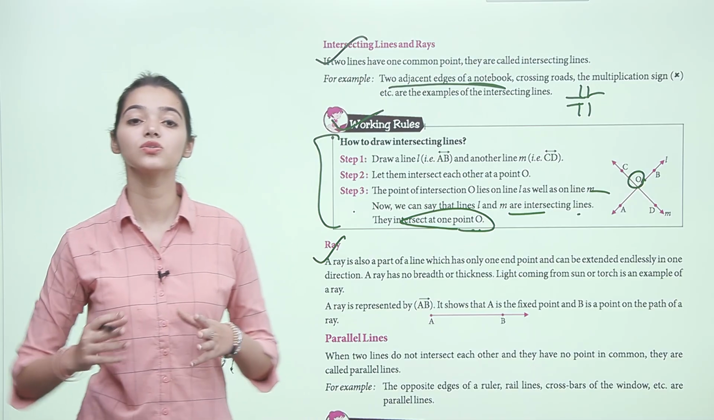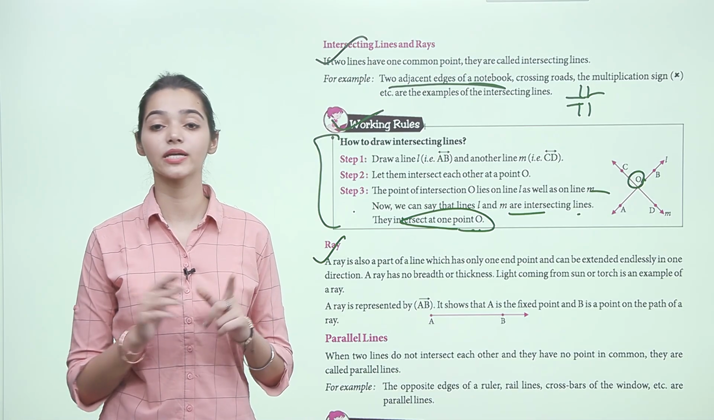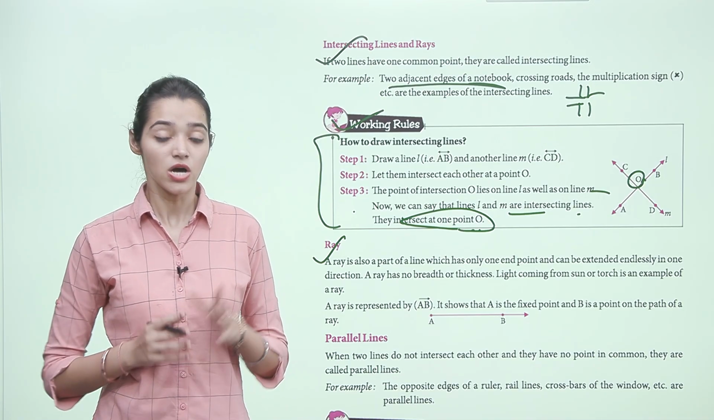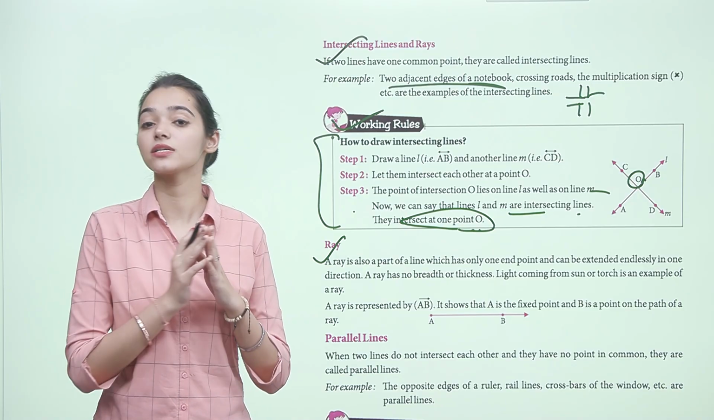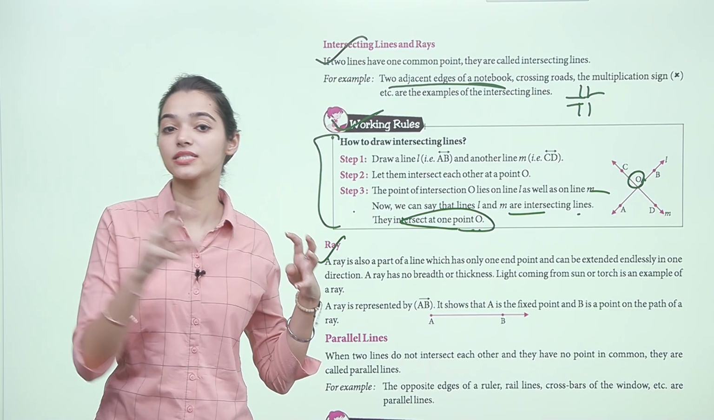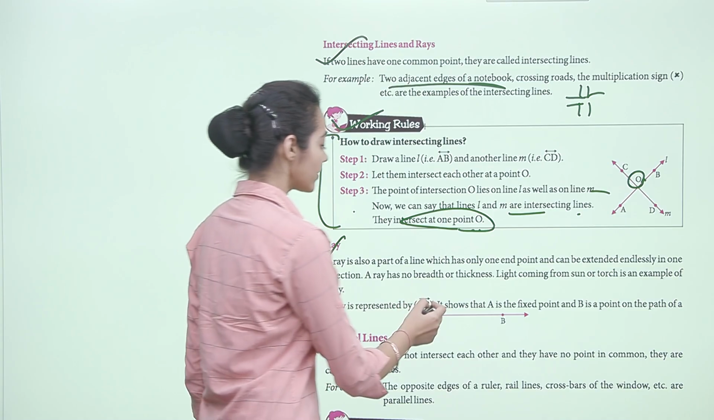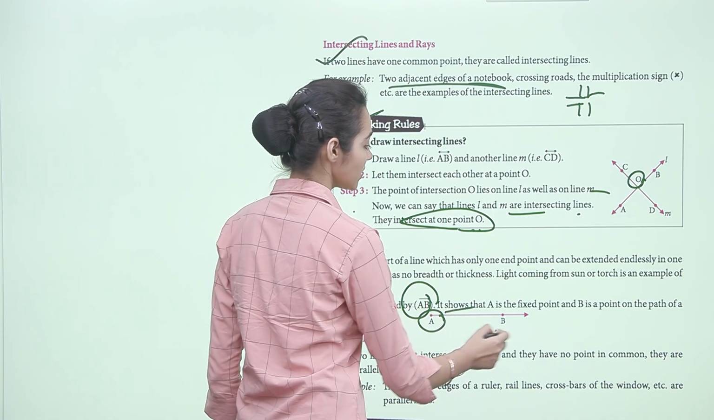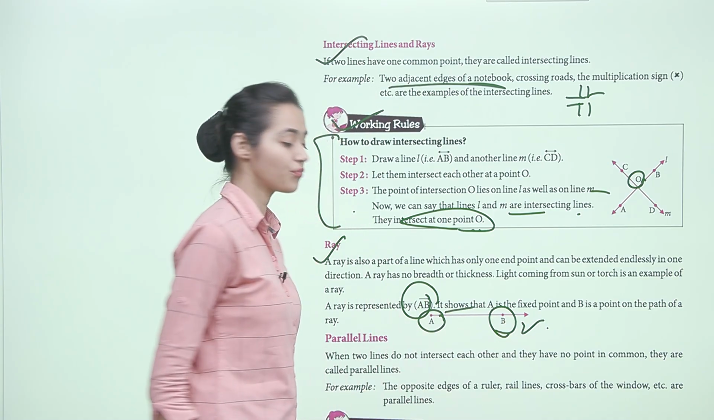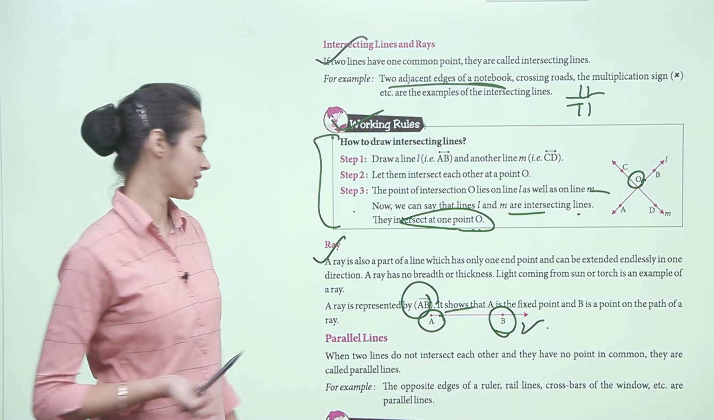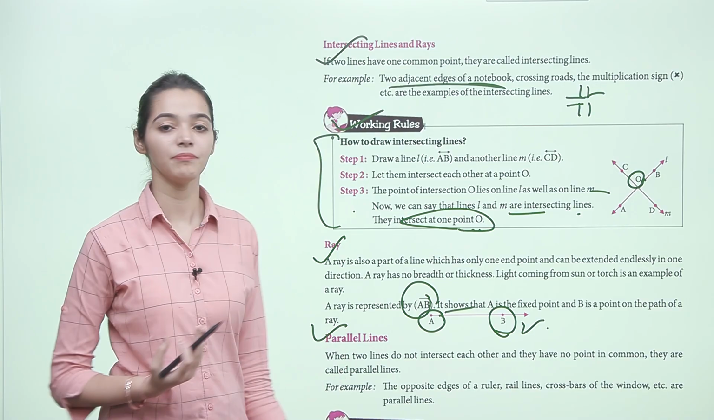Next is our ray. A ray is also part of a line which has only one end point and can be extended endlessly in one direction. Ray has no breadth and thickness, and light coming from sun or torch is an example of ray. Ray is represented by AB. A is the fixed point and B is the point where the ray can extend indefinitely. Now next is our parallel lines.